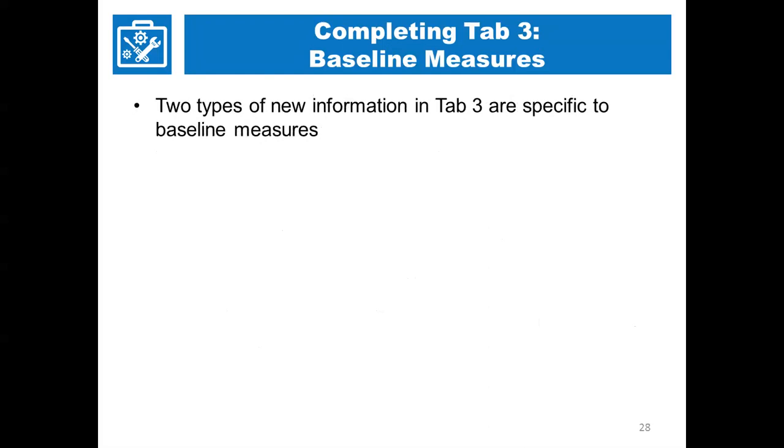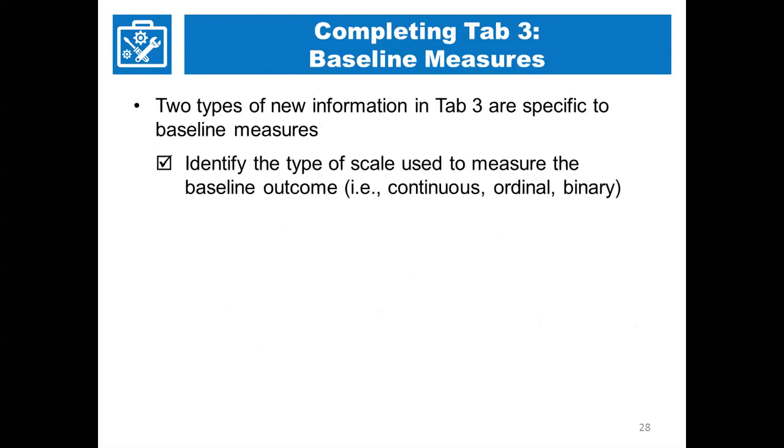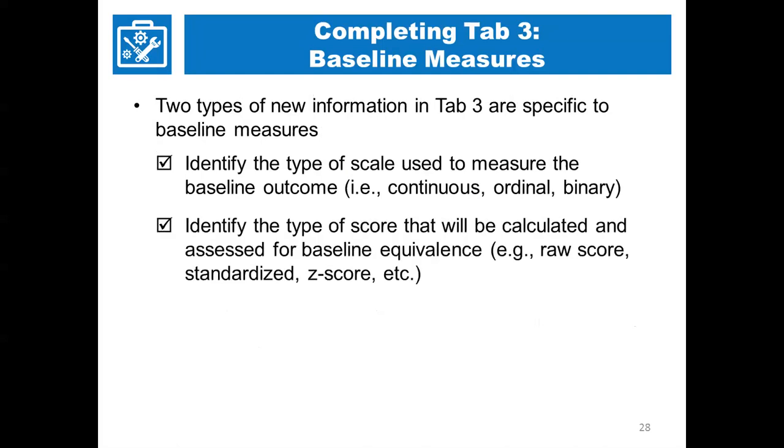There are 2 new types of information that are specific to baseline measures, and that is the type of scale being used and the type of score that is being used when you measure your baseline outcome. The reason these are important is it may matter in terms of how you actually test the difference between the treatment and control group on the baseline measure, depending on what the form of the score is. So these are new columns that do not appear on the outcome measure page.